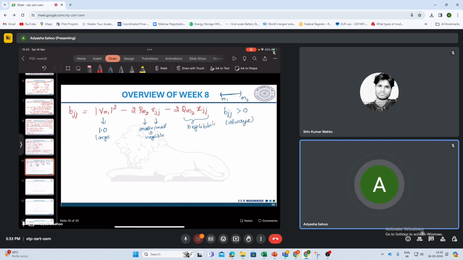Similarly, if we see Cjj, it was Rjj square plus Xjj square, into Pm2 square plus Qm2 square. So these are all square terms, which means they are positive. Plus we had seen that Pm2 and Rjj, similarly Qm2 and Xjj, were small, so their squares will be further smaller, right?